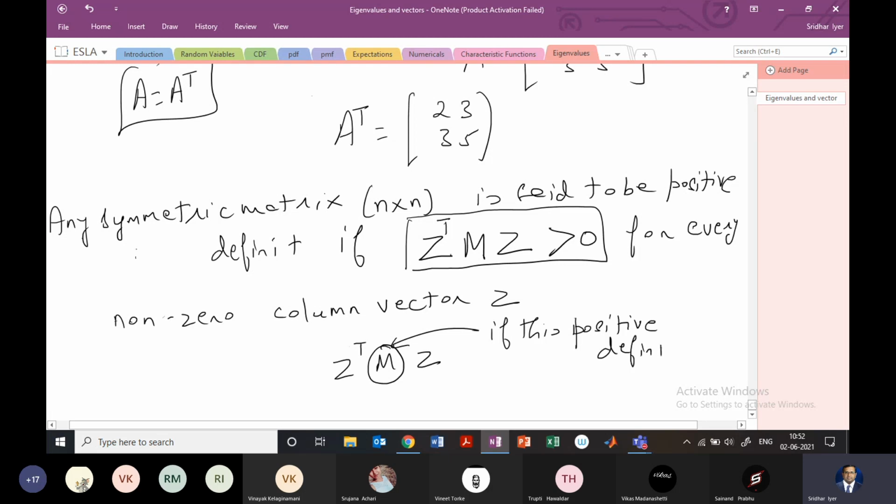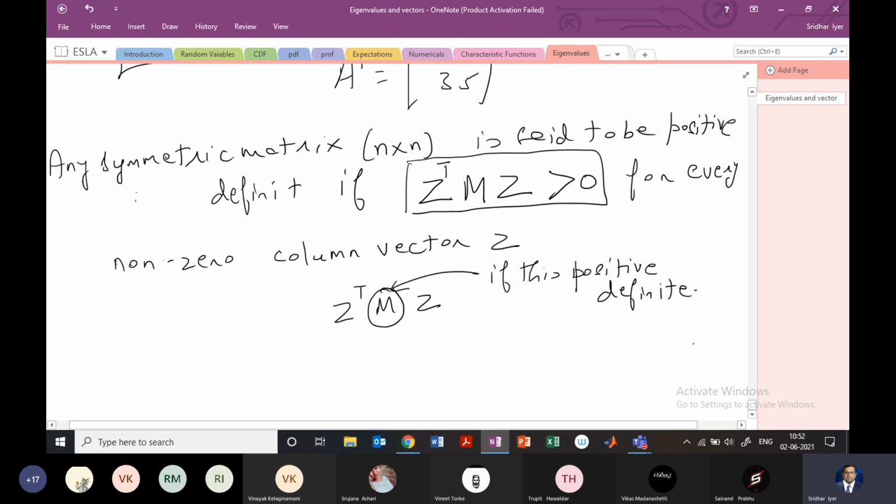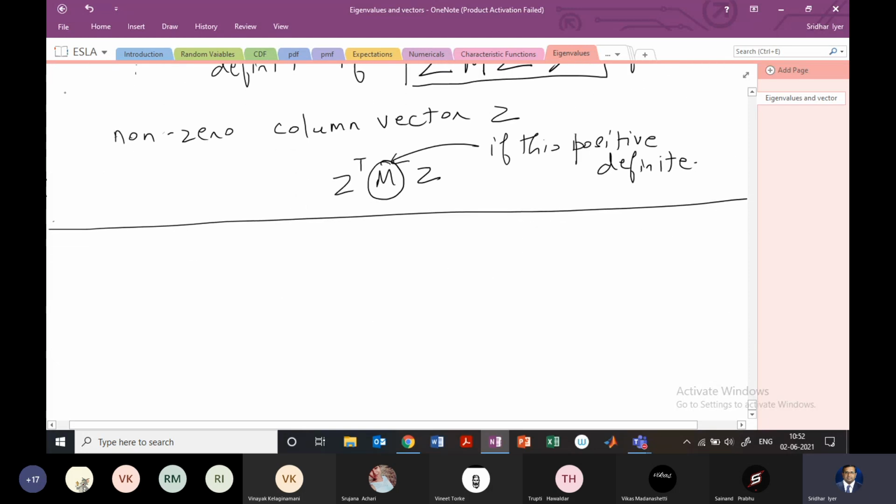Okay, so it's a simple concept. Just take z and M which are given, find the transpose of z, and multiply them, and if you are able to get an answer greater than 0, then we say that M is positive definite, right? So just a quick numerical, a simple one. We are given z as a, b, and we are given M as 2, 1, 1, 2, right?